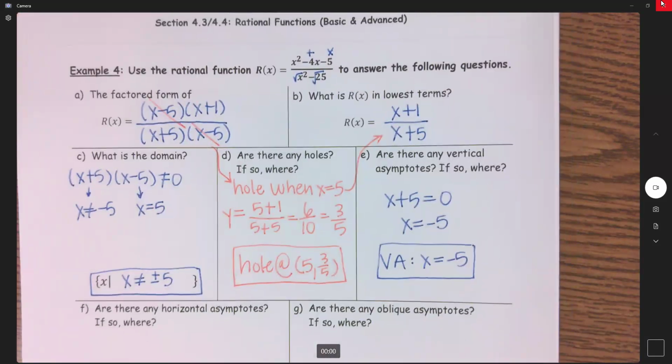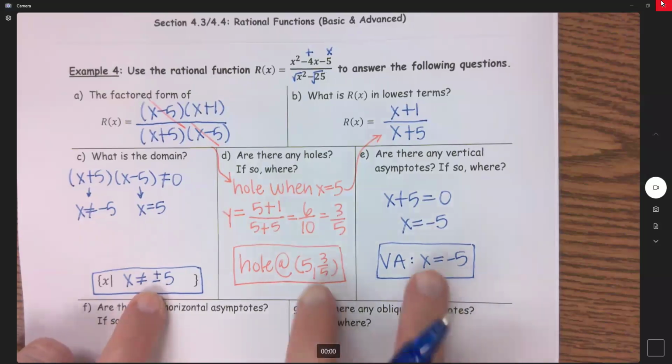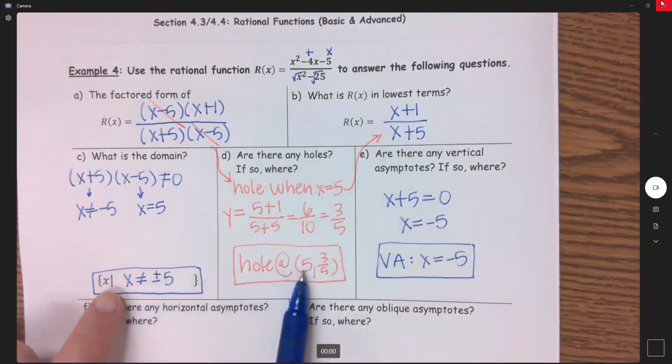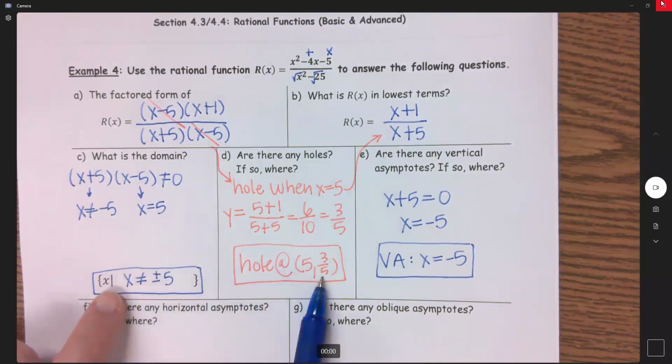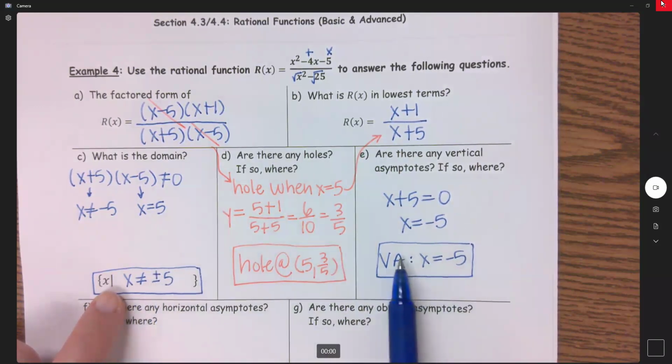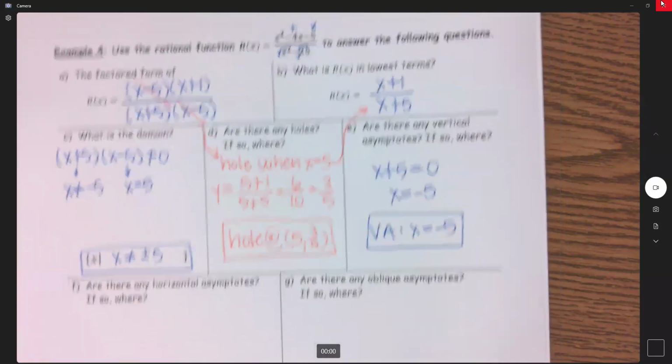Okay, so reviewing this one more time, my domain is made up of these two things here. Why can x not equal +5? Because at +5, I have a hole. Why can x not equal -5? Because at x equals -5, I have a vertical asymptote.